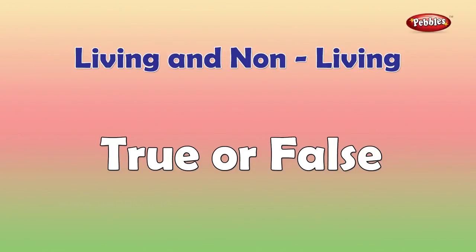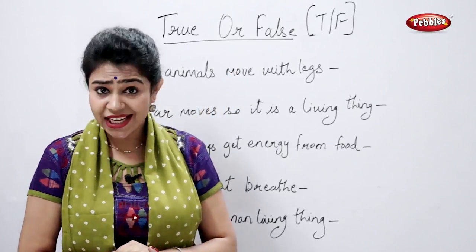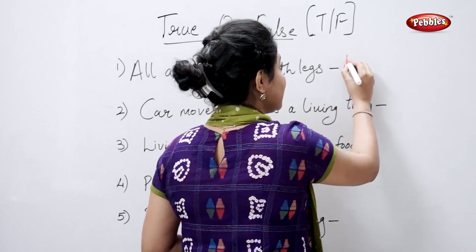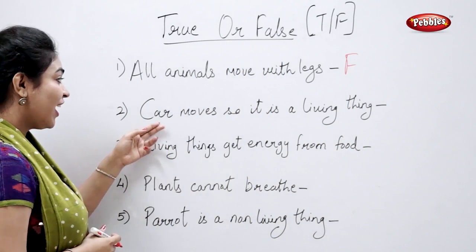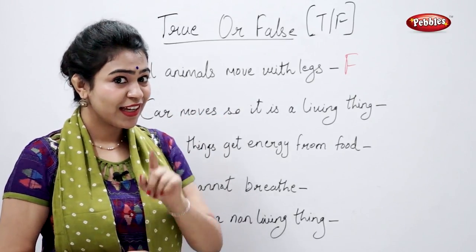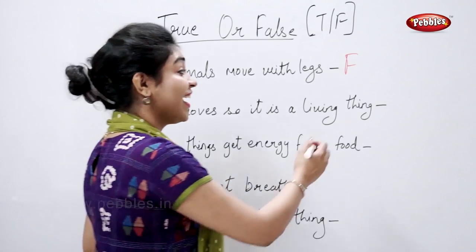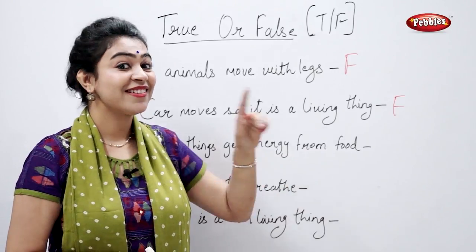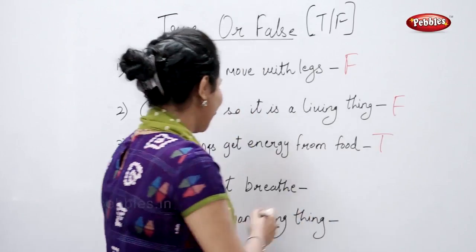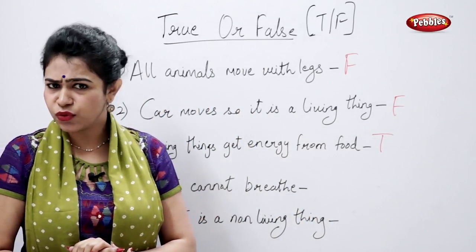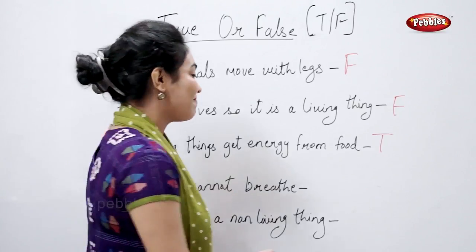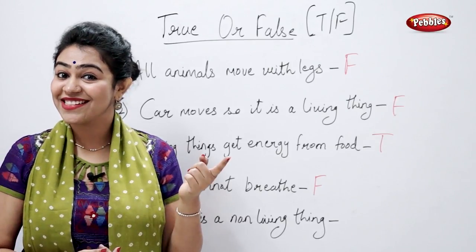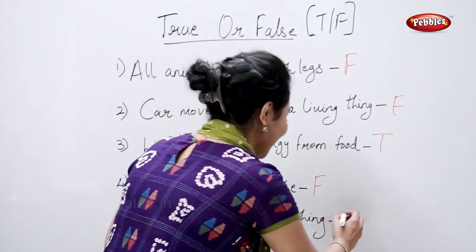True or false? All animals move with legs. True or false? False. Right. Some animals swim and some animals crawl. Car moves, so it is a living thing. True or false? False. Car cannot move on its own. Living things get energy from food. True. Plants cannot breathe. True or false? False. Plants can breathe. Parrot is a non-living thing. True or false? False. Parrot is a living thing.